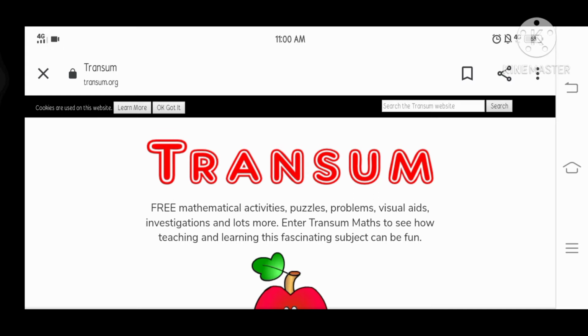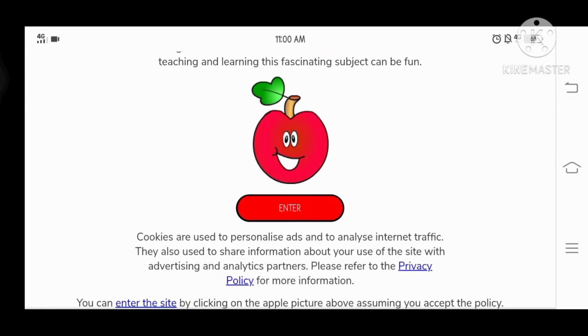where you have to do the graph match, the linear graph, and match it with the equation. Before that, you have to enter the activities here. Click the red enter button here under the picture of the apple.